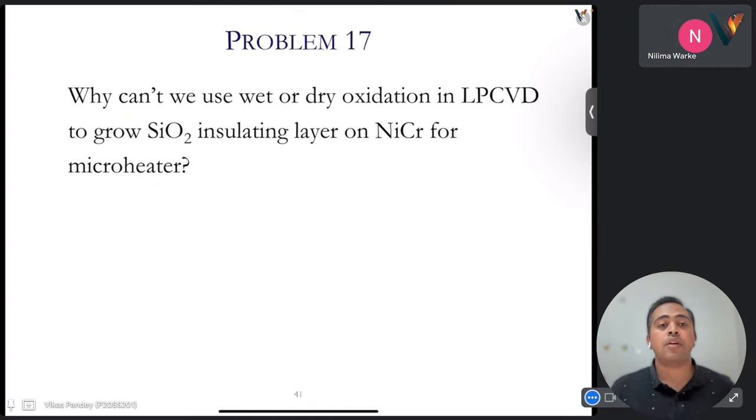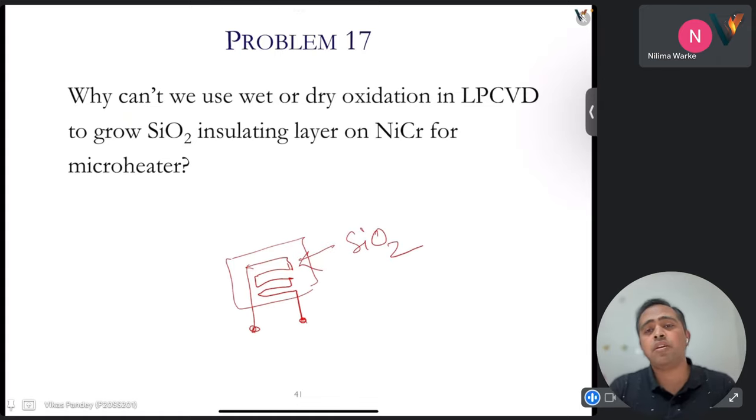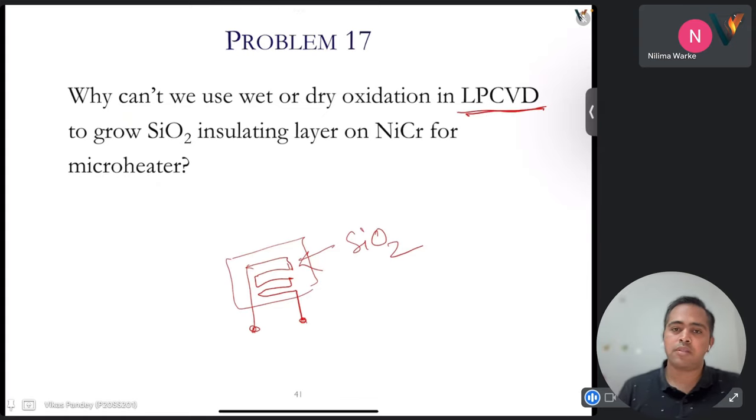Yeah, so again we come to the fabrication part. Why can we not use wet or dry oxidation in LPCVD to grow a silicon dioxide layer on nichrome for a microheater? So we have already made a microheater. Let's suppose such a microheater, and then we go for silicon dioxide deposition. But instead of the commonly used LPCVD, we go for some other method. Why? And what is that method?